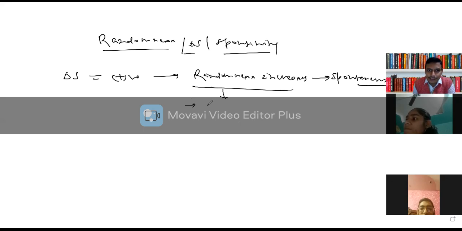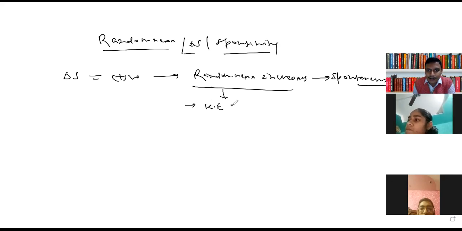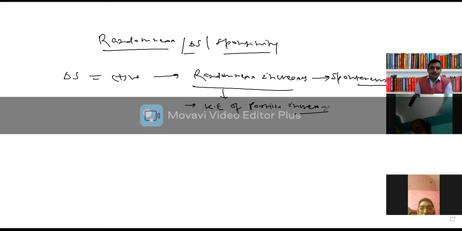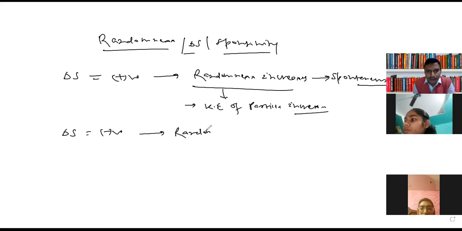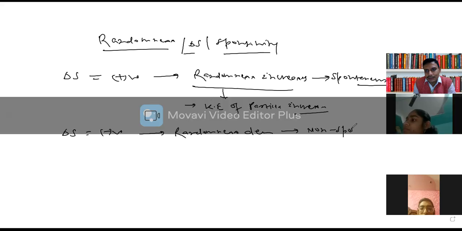There are several things. That is, the kinetic energy of the particles increases. If the kinetic energy of the particles increases, that means the randomness increases, right? In the same way, if delta S is negative, randomness decreases. That means a non-spontaneous process. And how can we identify that randomness decreases? The kinetic energy of the particles decreases.